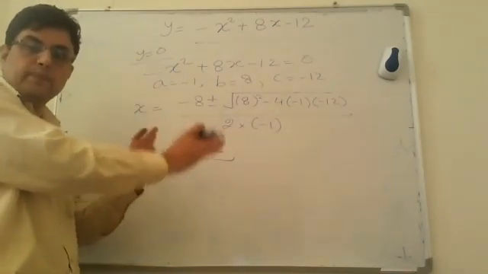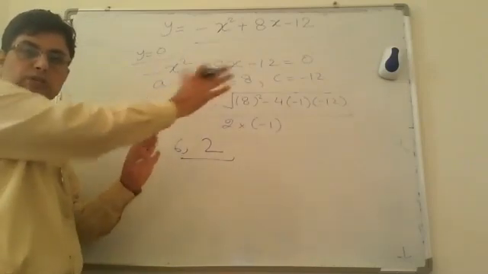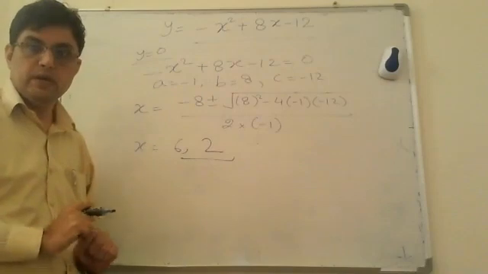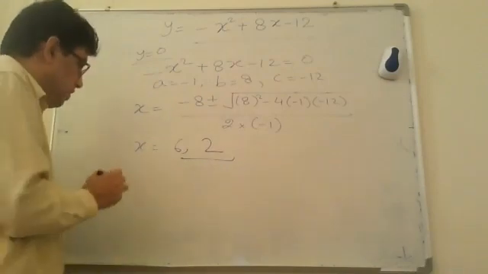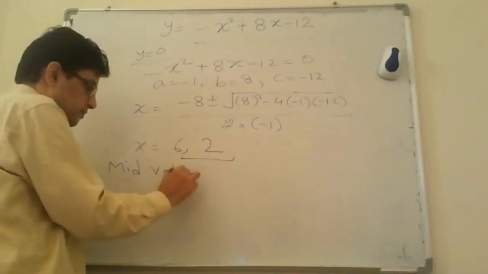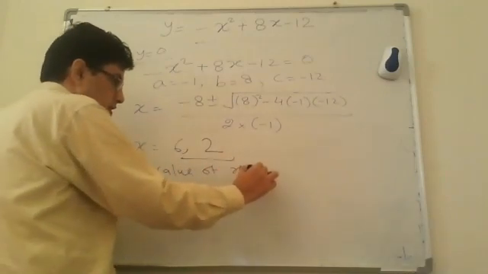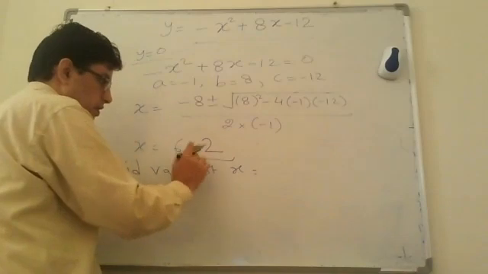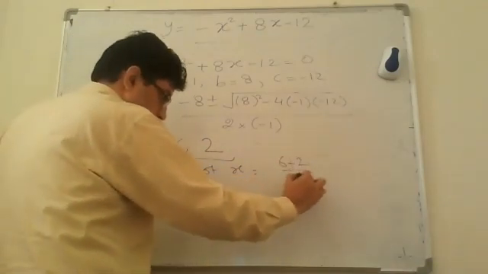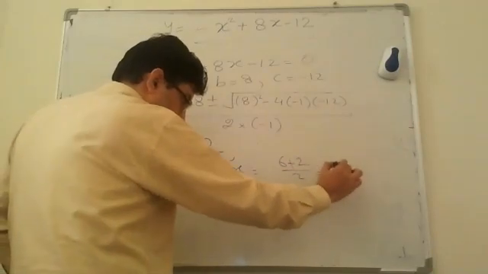So this is the first step. What is the first step? Put y is equal to 0 and solve this equation. You will get two values of x. Second step, mid value of x. Here 6 plus 2 divided by 2, which is 4.